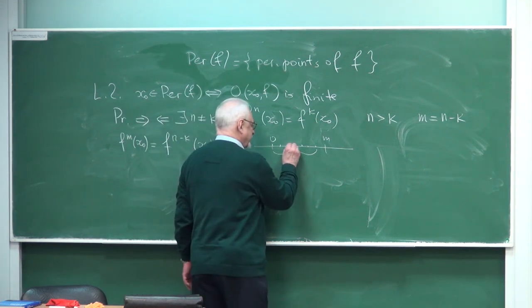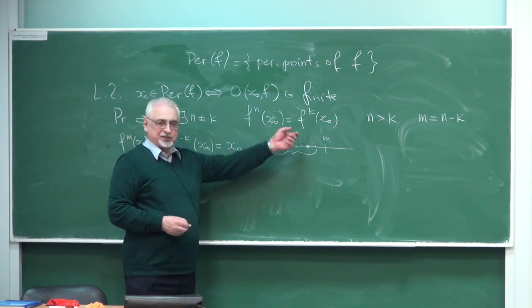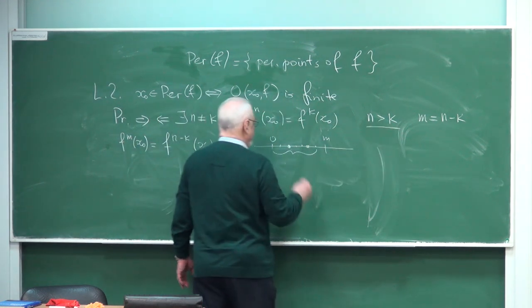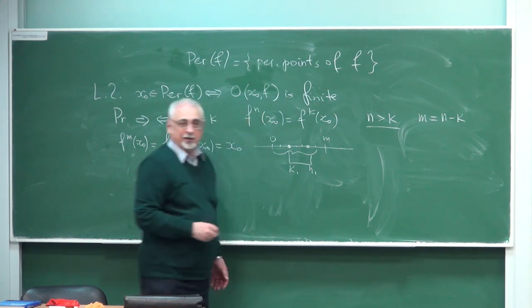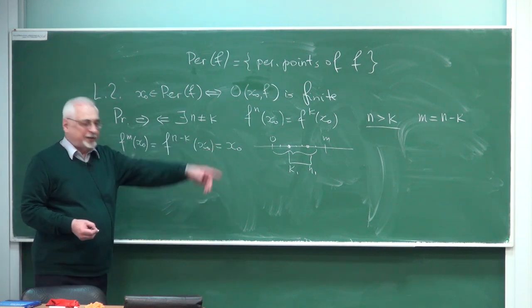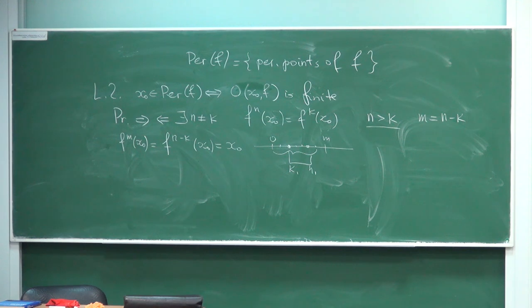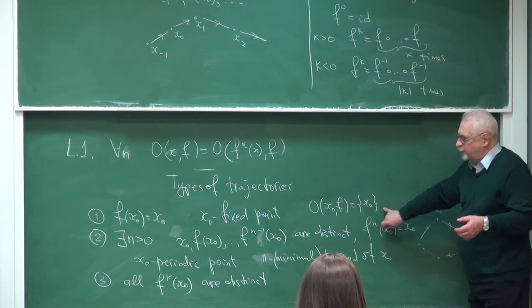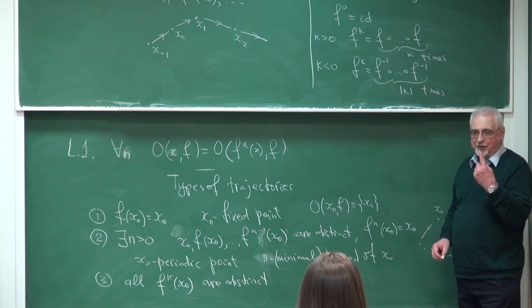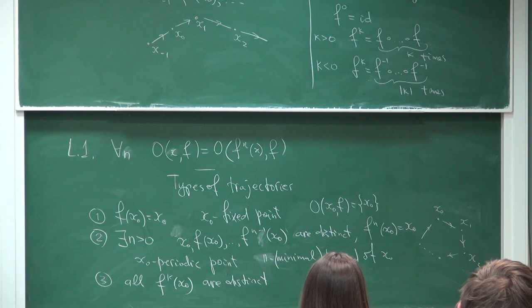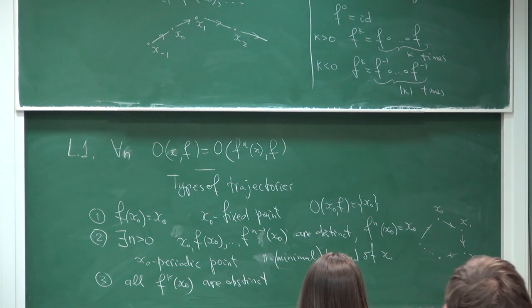If there are two indices, two degrees, such that these points are equal, I can repeat this reasoning with, say, k1 and k2, and I will decrease this number m. So finally, I will get the period. I had to say, this is usually mentioned, that it is natural to treat a fixed point as a periodic point of period one. But historically, they are considered as different cases. But of course, when I speak about this set, I must include fixed points here also.